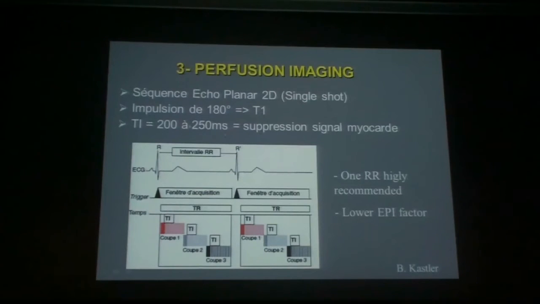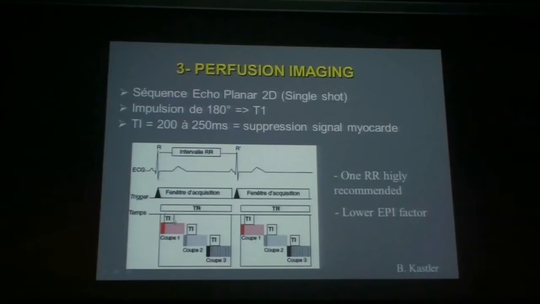So perfusion images, as I said, you do have 3 to 5 slices required during 1 RR interval. So it's really, really quick. And these sequences are based on a basic gradient echo sequence that is mixed with an echo planar 2D sequence. So you do get artifacts because you use echo planar, which is very sensitive to artifacts. And sometimes you can add a 180 pre-pulse to get a T1 effect to optimize.